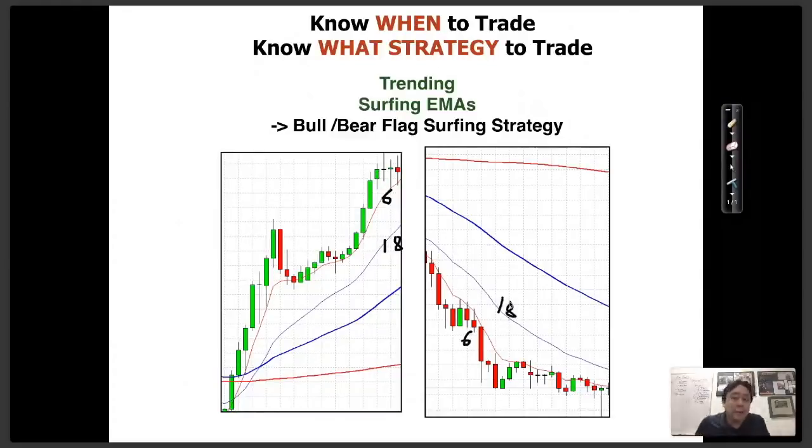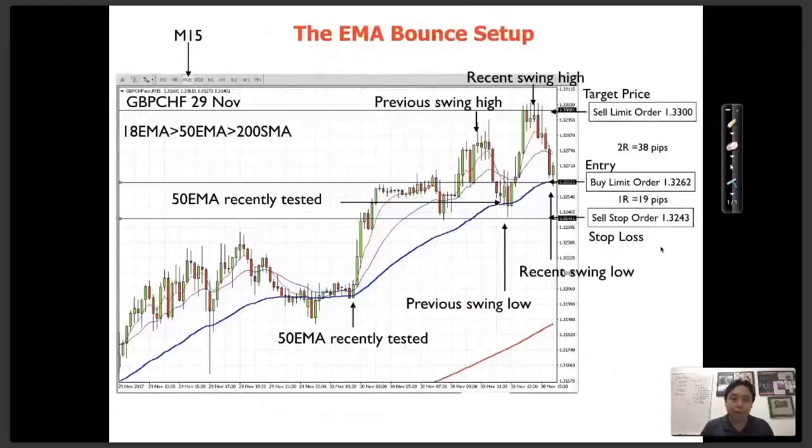So whenever I see this surfing pattern or this hug pattern, I use a strategy known as the bull flag or bear flag surfing strategy. So again, I'll talk more about that in a while. So just understand that every single day, I look at the markets with my community of traders, and we look for these patterns that exist, and we apply the strategy for that pattern. All right. So let me go into greater detail about the strategy.